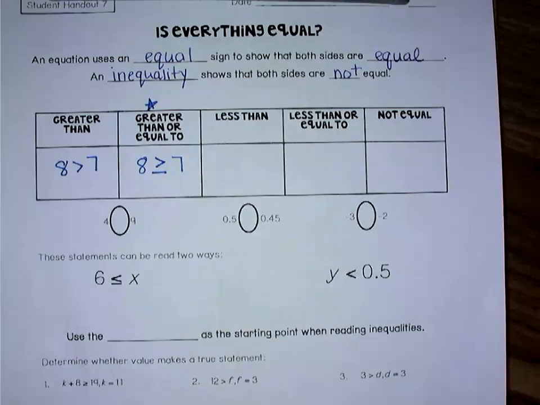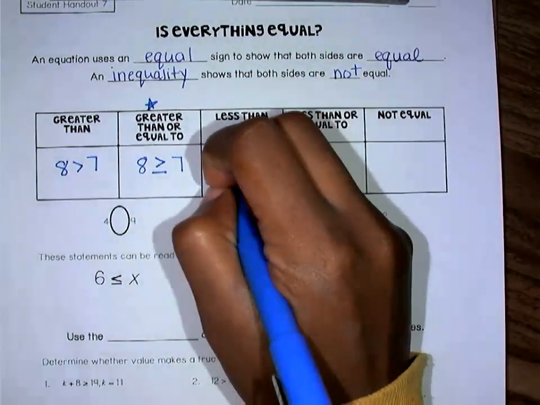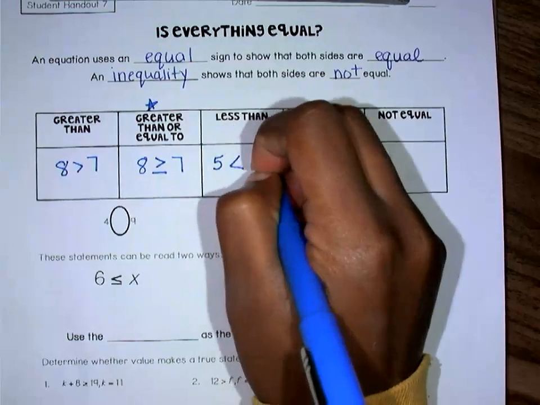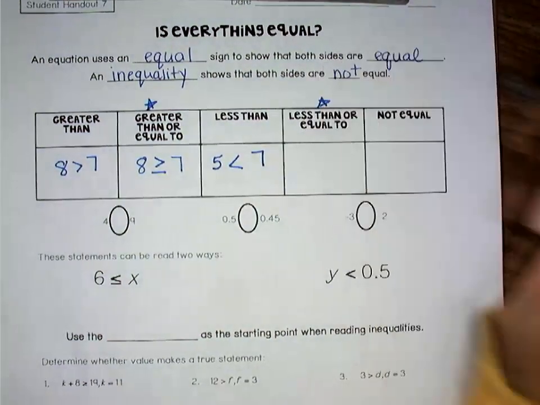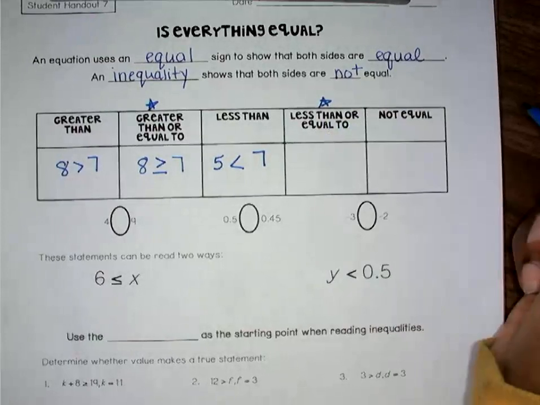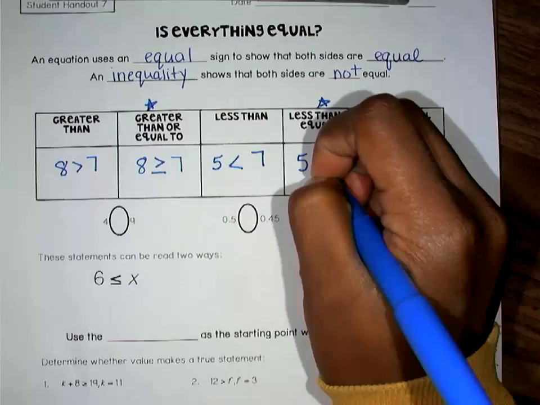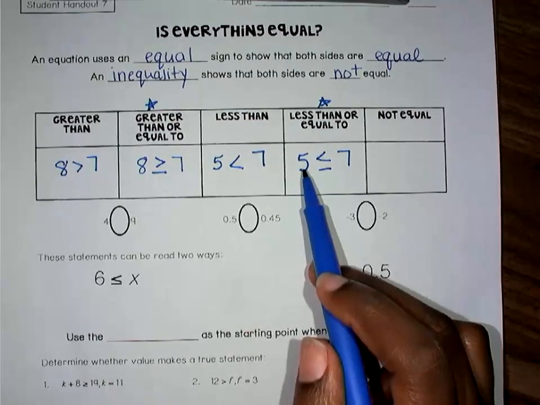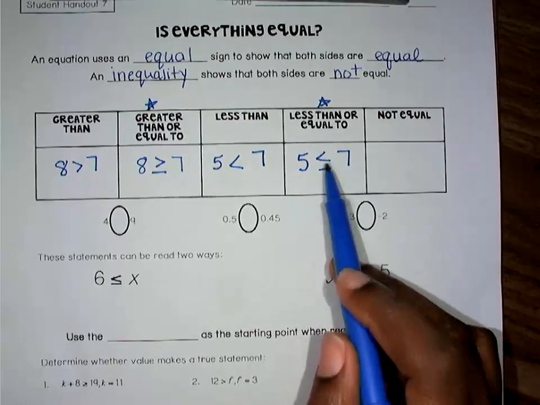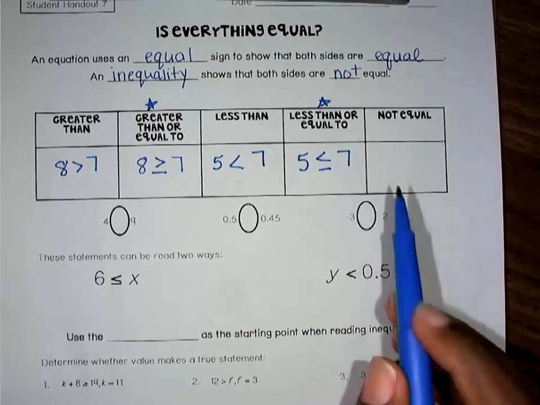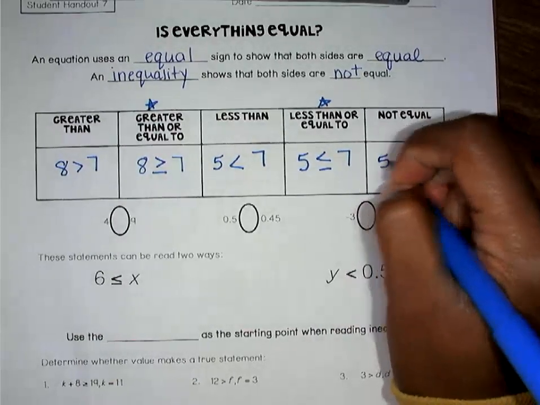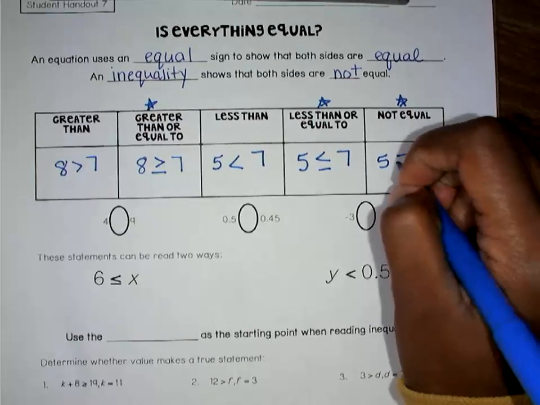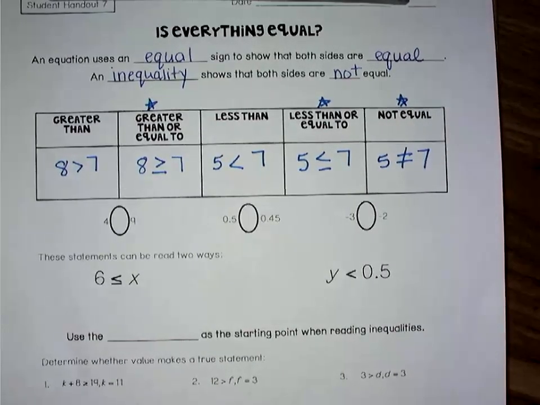Okay? So less than sign, we know that, so we're going to say 5 is less than 7. And this one's a new one right here, and it says less than or equal to, same thing. 5 is less than or equal to 7. So if it was equal to 7, that means that number would be 7. So 7 is less than or equal to 7. All right? And not equal. 5, this is also a new one, does not equal 7. That equal sign with a slash in it tells me that it is not equal at all.